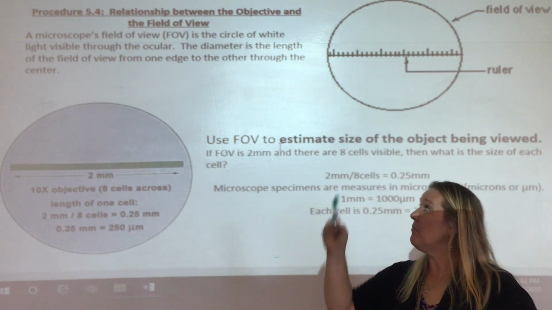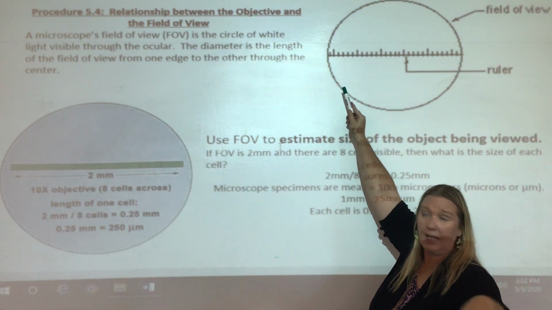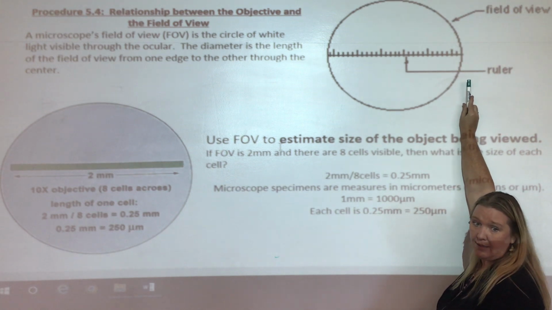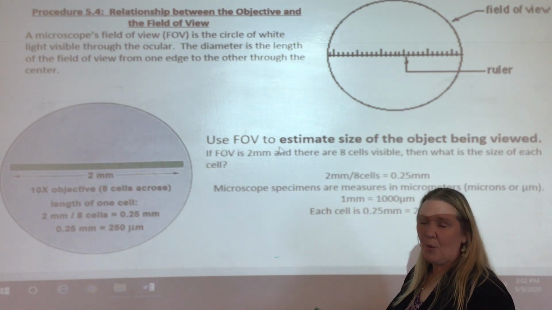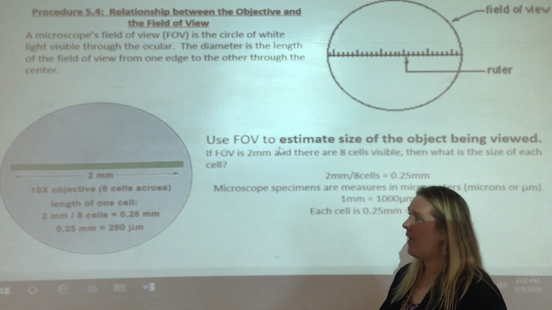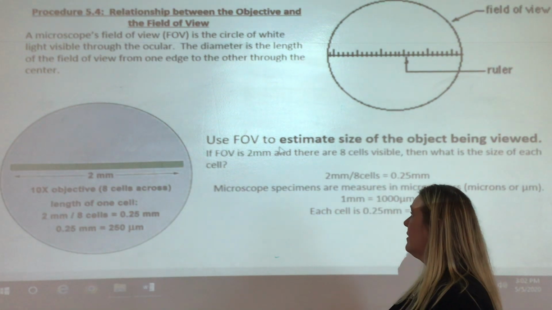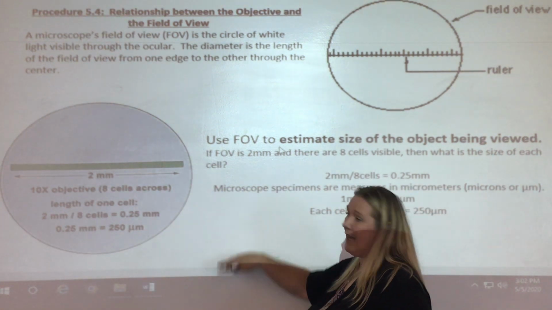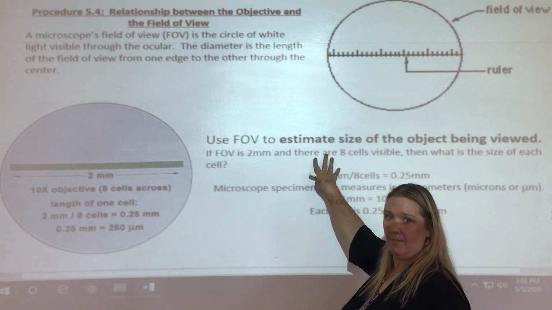And so it's the diameter from one side of the circle that you see when you look in to the other side, okay? That's the field of view. Why is that important? Well, you want to know how big your specimen actually is, okay? And then it's also important as we go through those 3 objective lenses, okay? The field of view can help us estimate the size of our specimen, okay?